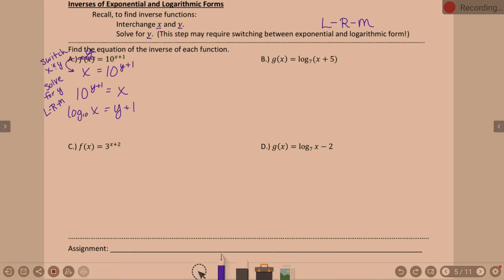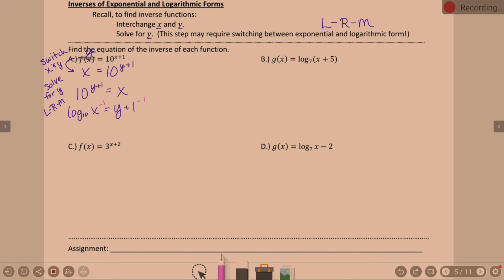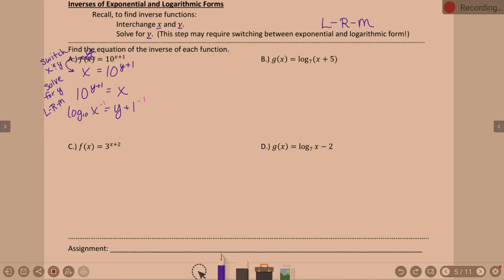Now, is it the answer? Well, have I solved for y? No. It's almost the answer. We're very close. How do you get y by itself? If it's y plus 1, we're subtracting 1. And so when I subtract 1, I'm going to go ahead and reverse it. y equals log base 10 of x minus 1. Boom.